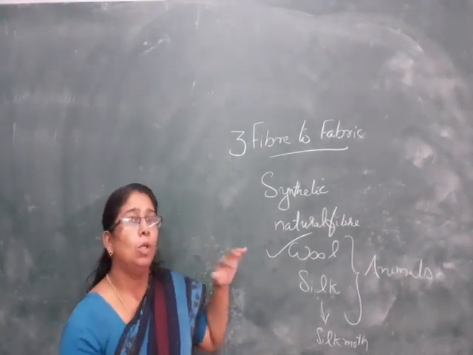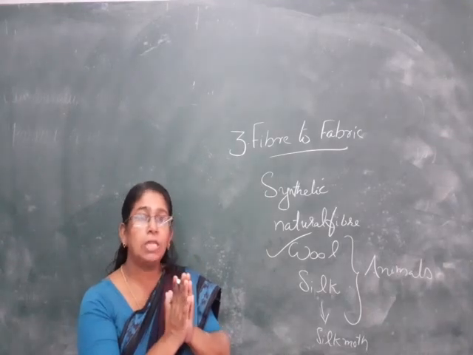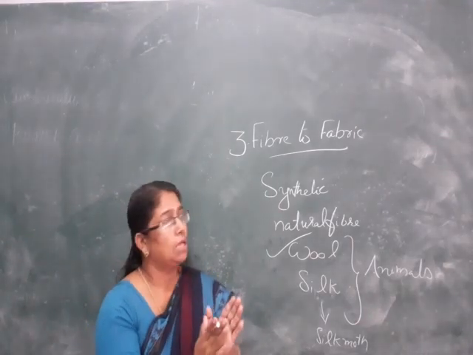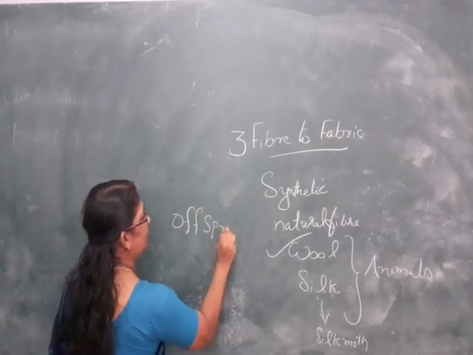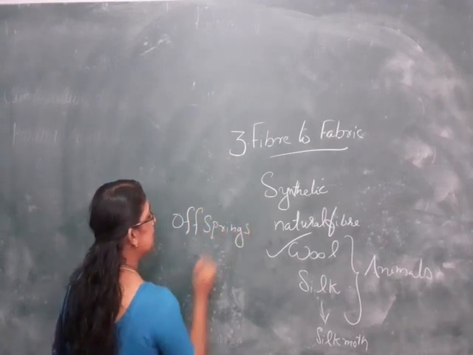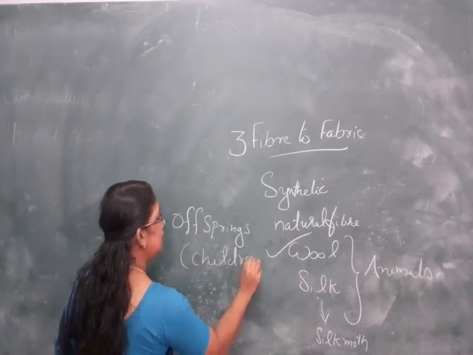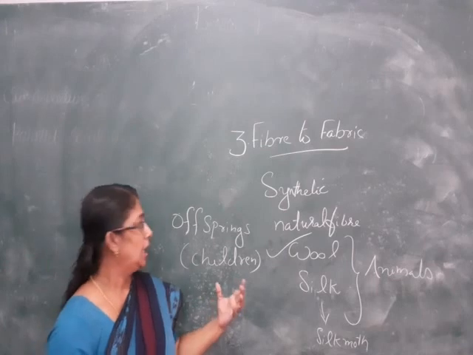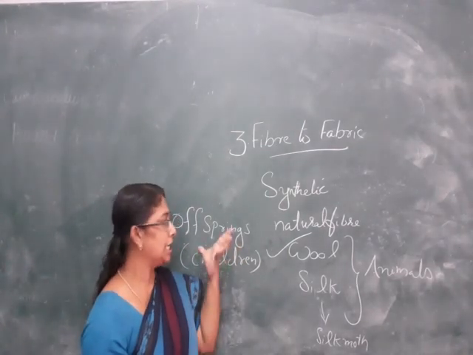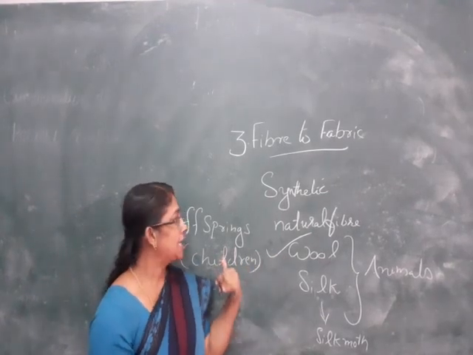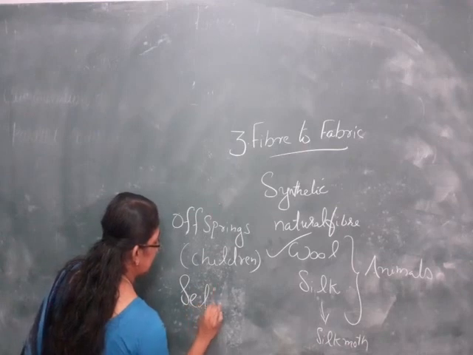Okay, so we are selecting the parents and we cross them and we are getting the offspring. What do you mean by offspring? Offspring are nothing but child or children. Okay, so in order to get good quality of wool, we select the parents and cross them. Okay, and that process is known as selective breeding.